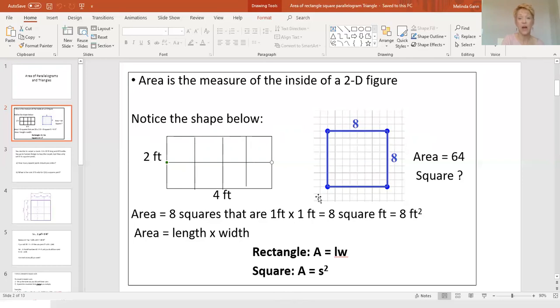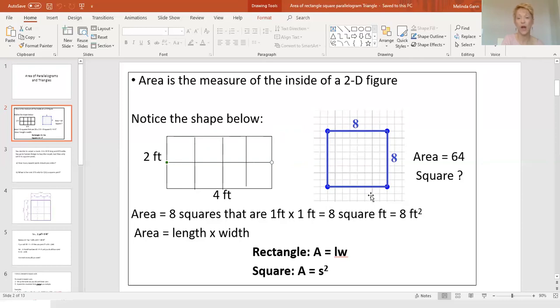Okay, now for a square, because the sides are all the same, you could do length times width, but the length and width are always going to be the same number. So sometimes instead of saying length times width, they'll just say a side times itself, and a side times a side is side squared. Okay, but you understand that the formula for a rectangle would also work on a square. How long something is times how wide something is.